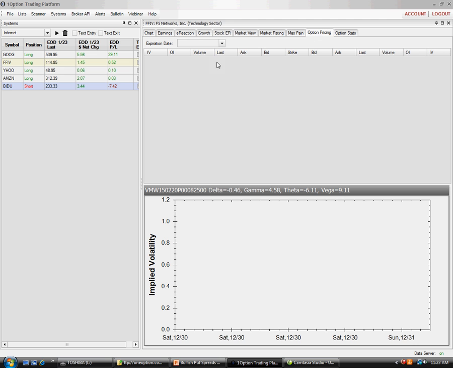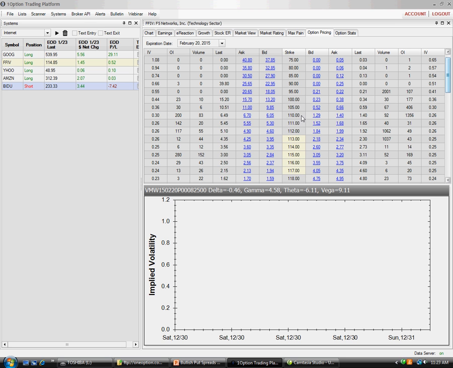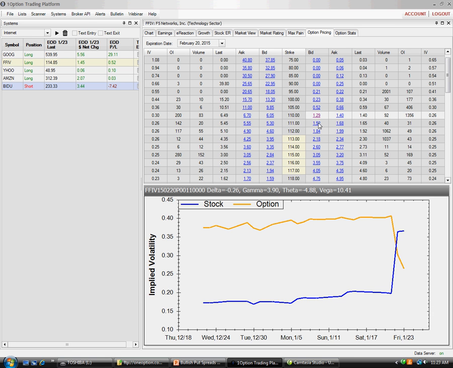Go into the option pricing, go into the Feb options. We're going to be looking to distance ourselves as much as possible. So I'm going to be coming down here to the 110 puts, and there we can see that the option implied volatility has dropped way down to 25. It was up around that 40 level. Now it's down to 25. So there's nothing there for us.